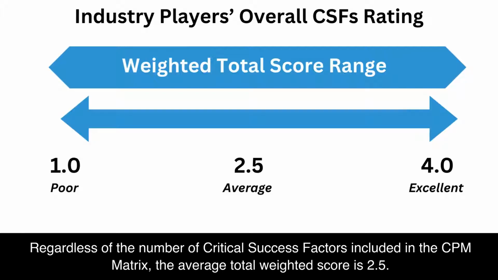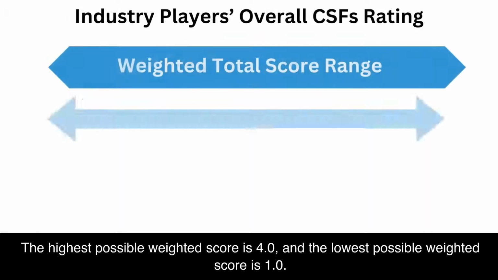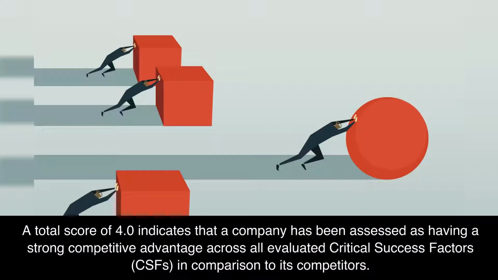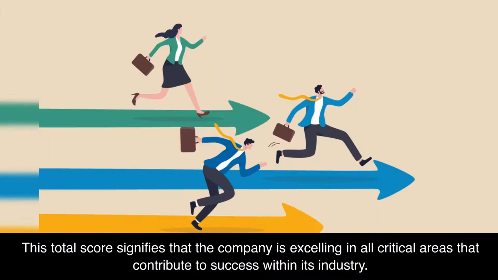Regardless of the number of critical success factors included in the CPM matrix, the average total weighted score is 2.5. The highest possible weighted score is 4.0, and the lowest possible weighted score is 1.0. A total score of 4.0 indicates that a company has been assessed as having a strong competitive advantage across all evaluated critical success factors, CSFs, in comparison to its competitors. This total score signifies that the company is excelling in all critical areas that contribute to success within its industry.